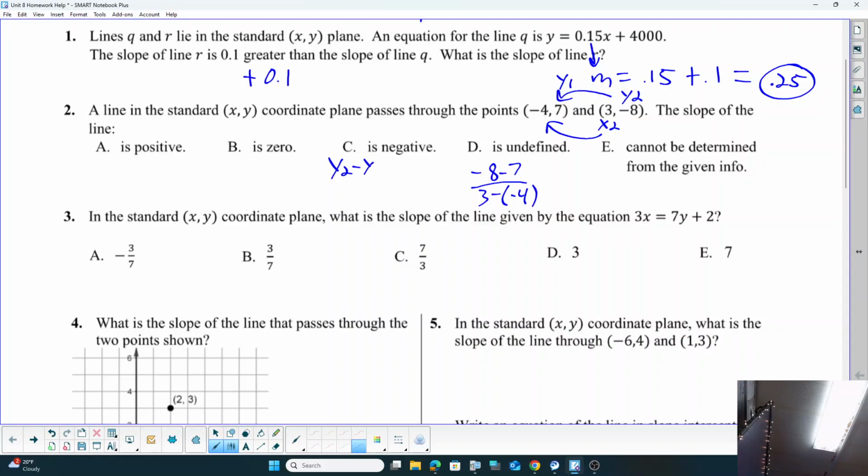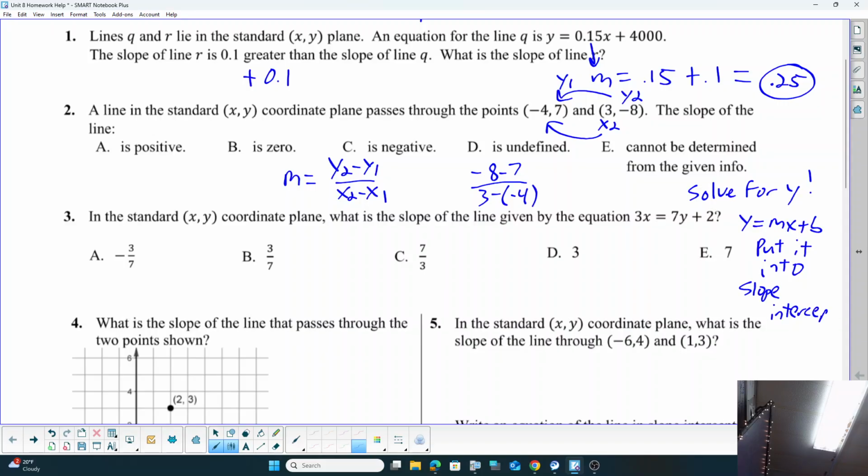Using the formula, y2 minus y1 over x2 minus x1 is the equation of the slope. What is the slope of the line given by this equation? Solve for y. Put it into slope-intercept form.